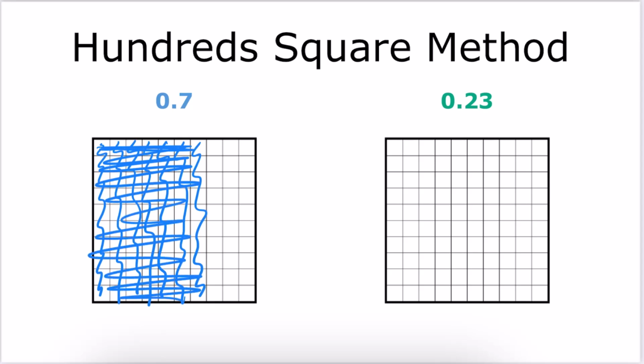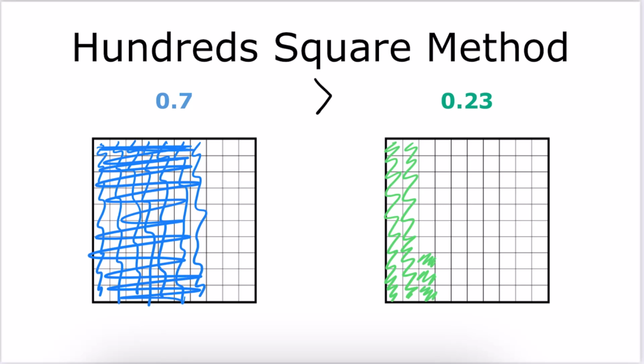And then to represent the decimal 0.23, I would have 2 tenths. So here's 1 tenth and 2 tenths, and then 3 hundredths. And so that would look kind of like that. And when you compare these 2 decimals, it's obvious that 7 tenths covers much more space than 23 hundredths did. And so we would say that 0.7 is greater than 0.23.